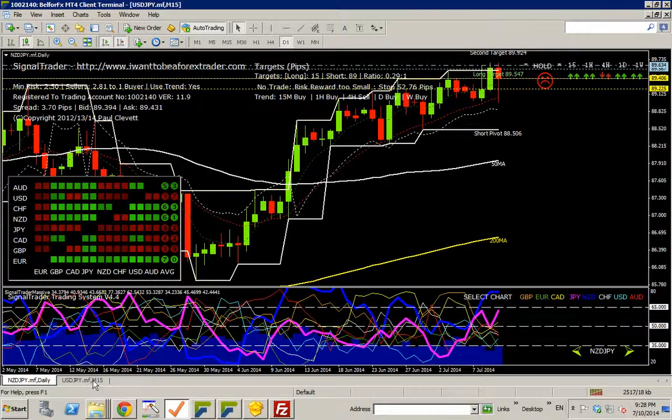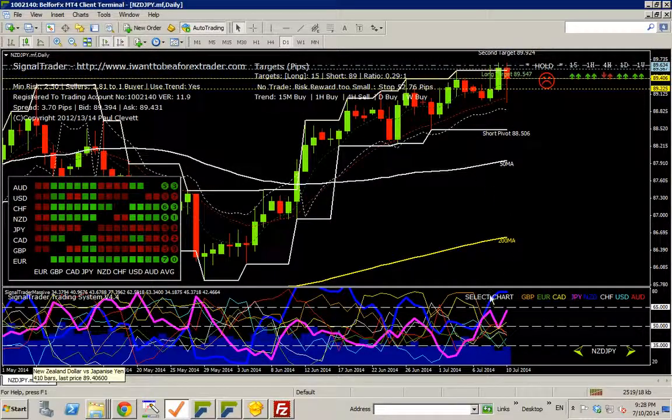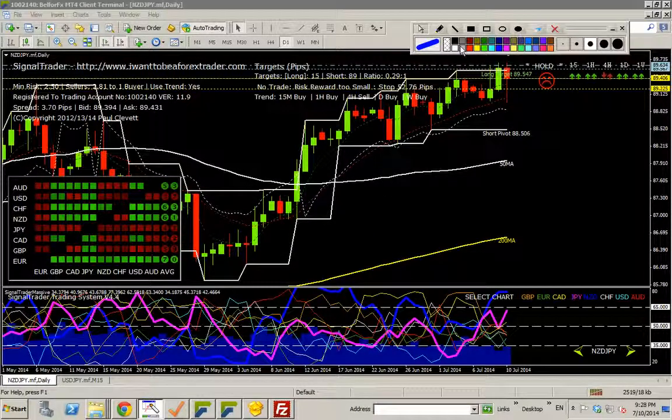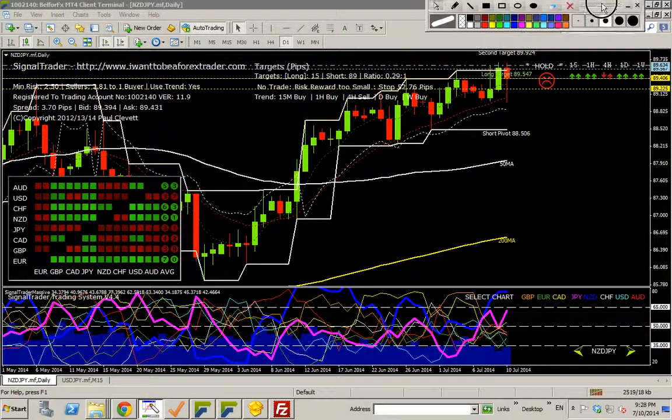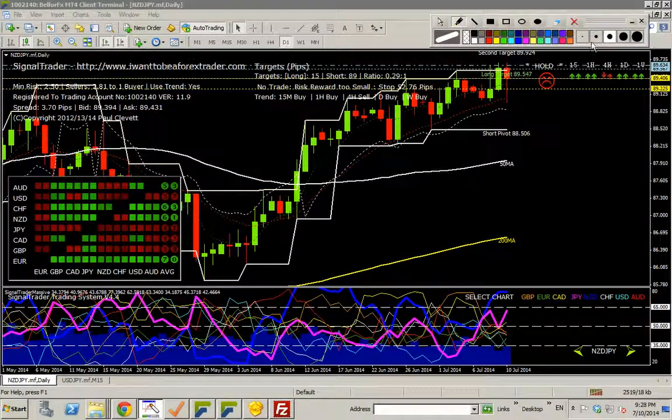Starting off with this screen here, this is the robot screen. If we had any trades on, which we haven't at the moment, it would show you the pips, the stop loss pips, the risk, everything in pips, which is quite unusual, of your open trades. It's also got a robot. Get ready for some rules, because the robot is very sophisticated. First of all, the robot can work out risk reward.